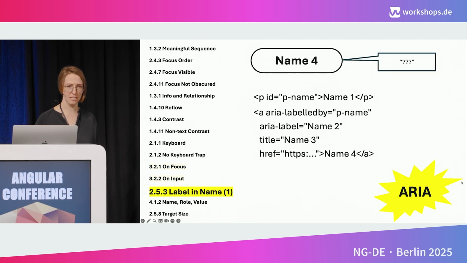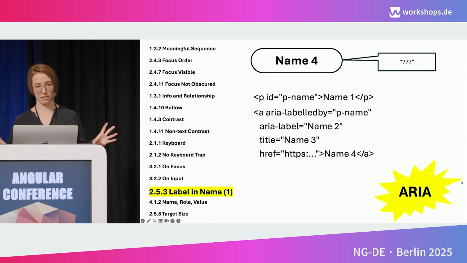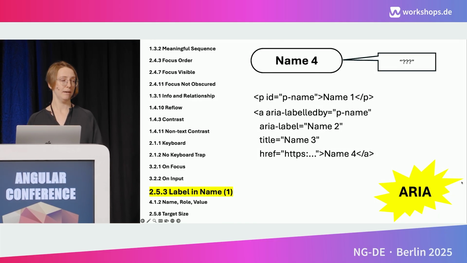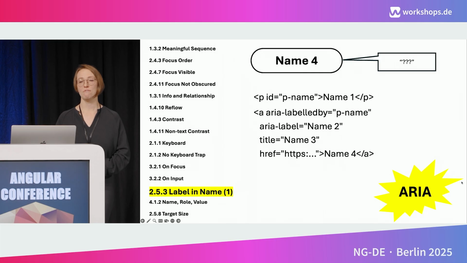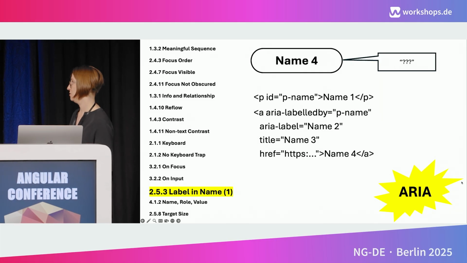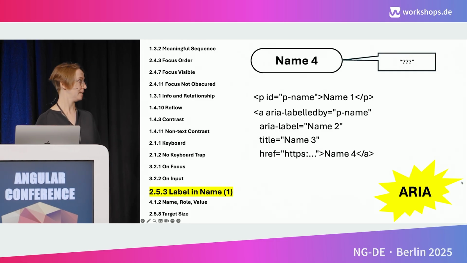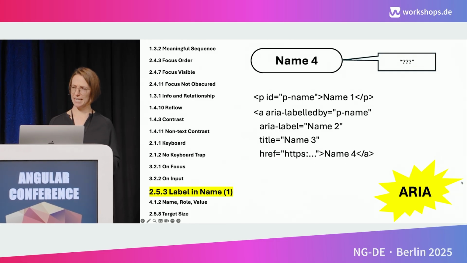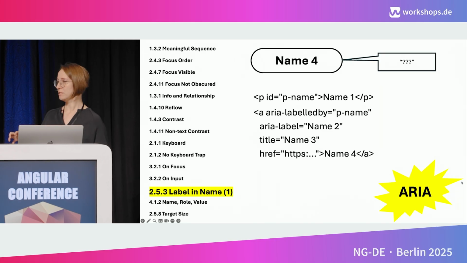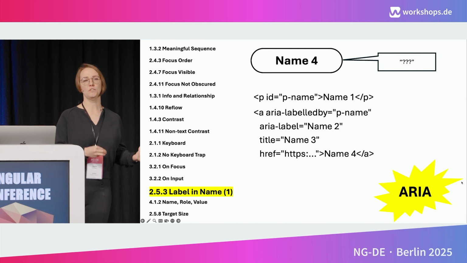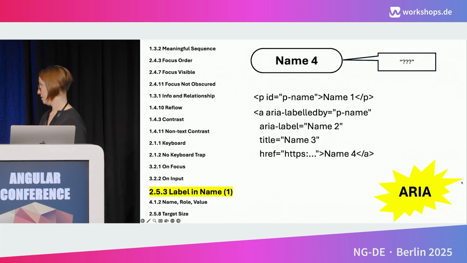Next one, my favorite and the source of the majority of accessibility issues: label and name. And you see, that's the first time that I have ARIA on my slide. It's impossible to talk about accessibility without mentioning ARIA. It stands for Accessible Rich Internet Applications, and that's a specification, a set of roles and attributes that you can add to your HTML if you're missing semantics, and only if you cannot implement this with HTML.